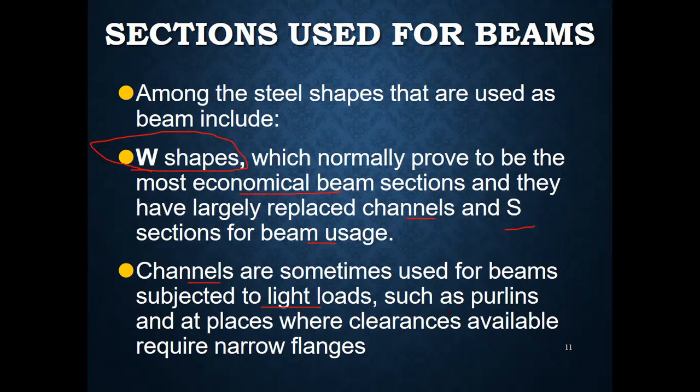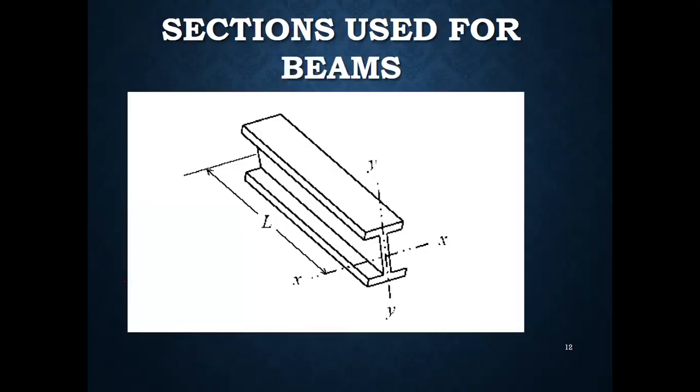Moreover, sometimes we do use channels when we have very light loads in the structures, and these light loads are usually in the form of purlins, or at places where the available clearance is very small, or we have less spacing. Less spacing means less loading, and less loading leads towards the use of these channel sections. This is one of the typical examples of a W section or wide flange section.